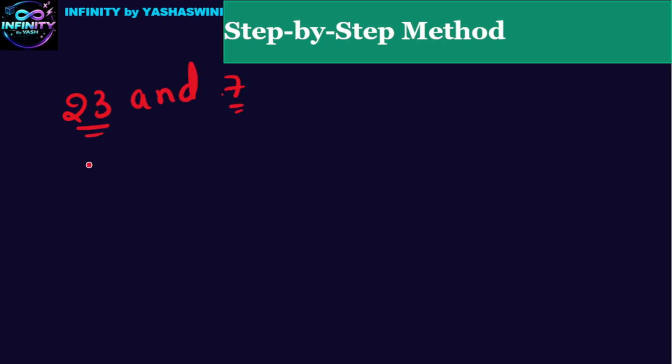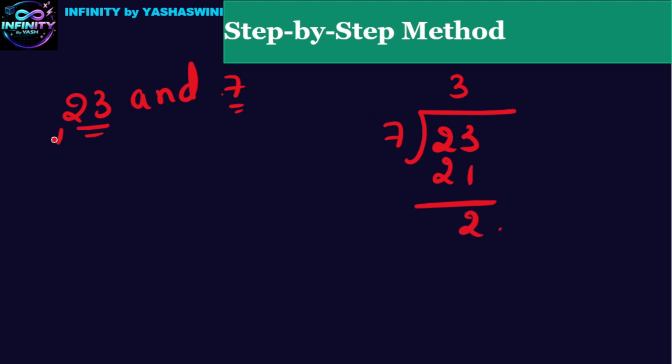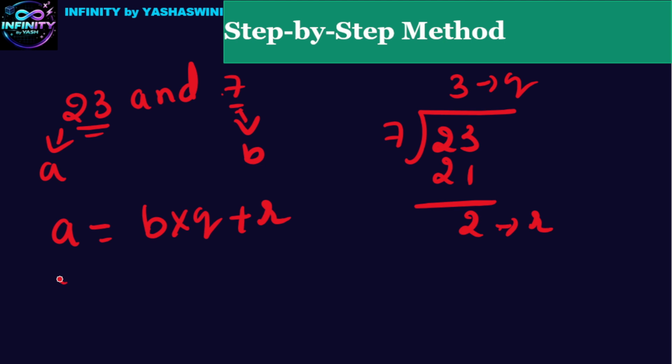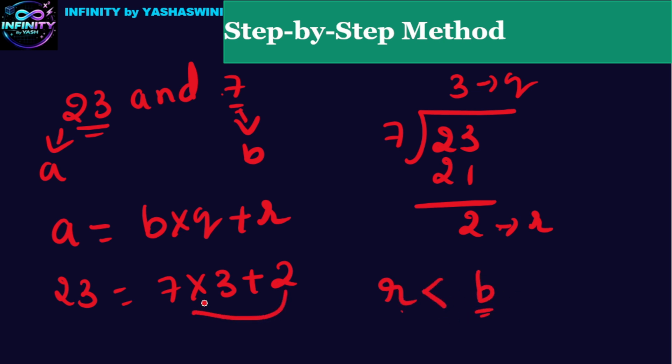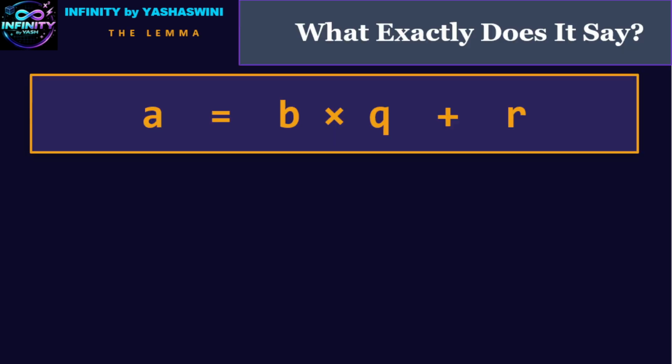Divide 23 by 7. 7 times 3 is 21 and 2 is a remainder. So here A is 23, B is 7, Q is 3 and R is 2. According to Euclid's division lemma, we can write it as A is equal to B into Q plus R. So it is 23 is equal to 7 into 3 plus 2, and the condition is R should be less than B. Here also 2 is less than 7. So the condition is satisfied. Now let us take a slightly bigger challenge.